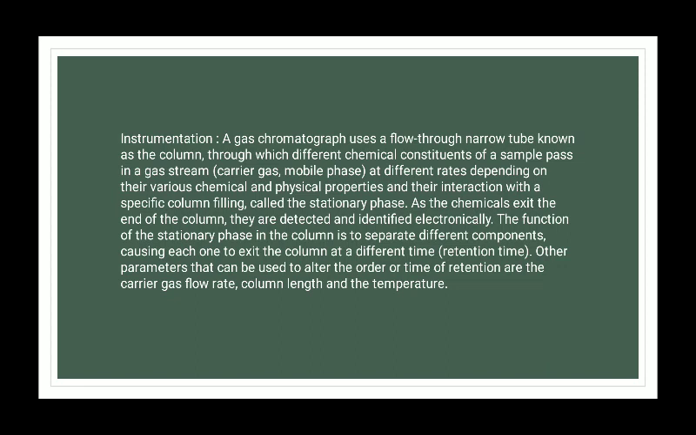The function of the stationary phase in the column is to separate different components, causing each one to exit the column at different times, retention time. Other parameters that can be used to alter the order or time of the retention are the carrier gas flow rate, column length, and temperature.